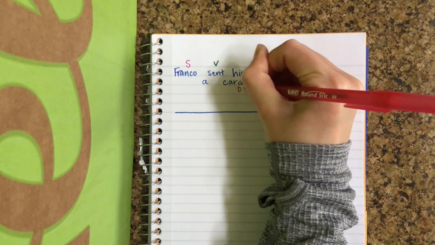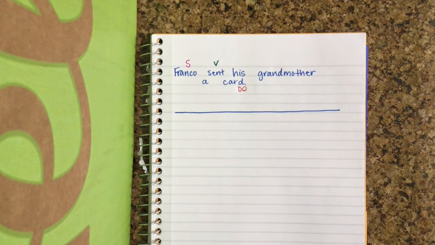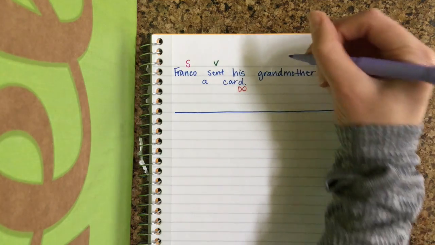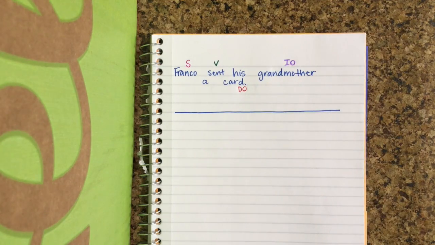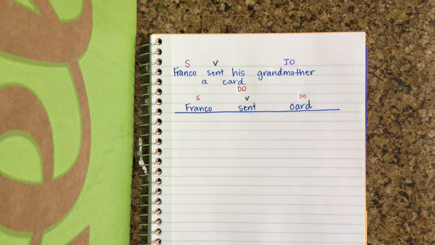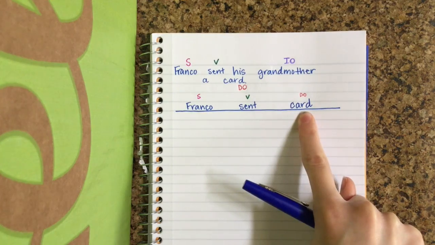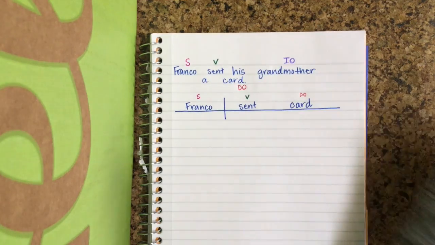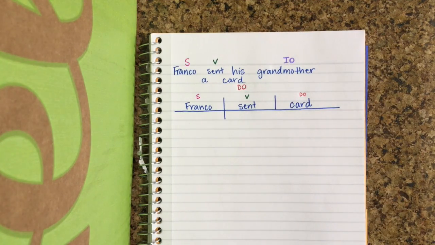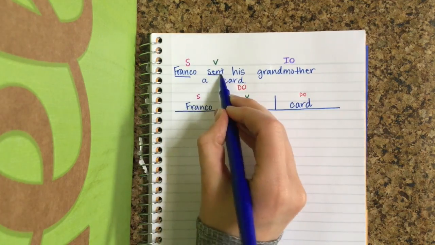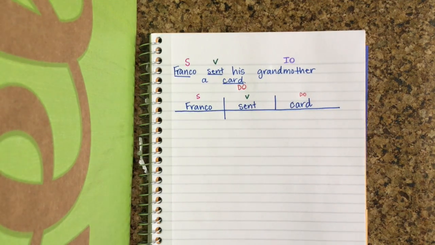That's our direct object. Now we need to find our indirect object that answers the question, to whom was the card sent, for whom? And that would be grandmother. That's our indirect object. So I went ahead and started to write these on our diagram. I started with my verb, subject, direct object. So I'll draw my line between my verb and my subject, draw my half line between my verb and my direct object. So Franco, sent, and card are all taken care of.